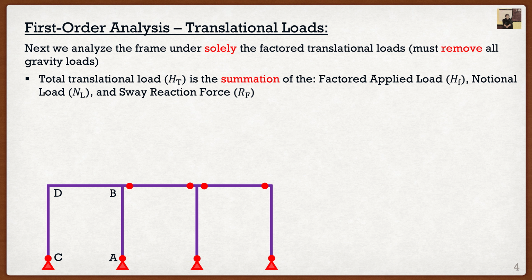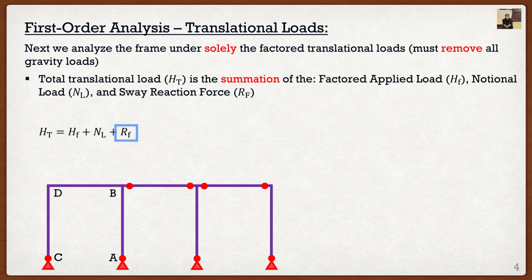And then the third one, which almost every student forgets, so please don't forget it, is going to be that sway reaction force that we found in our gravity load analysis. So at the end of the day, we are going to have our total translational load as three different things. Again, the first one here is the factored applied load. This came right from the beginning of the question. I believe it was 30 kilonewtons. We have our notional load, which we calculated as 6 kilonewtons.